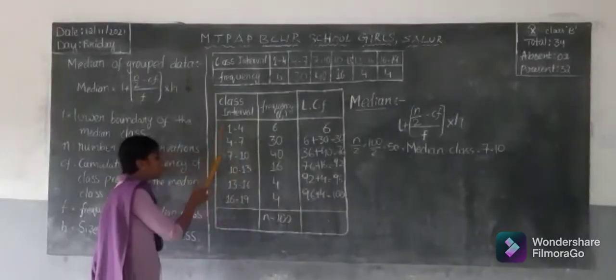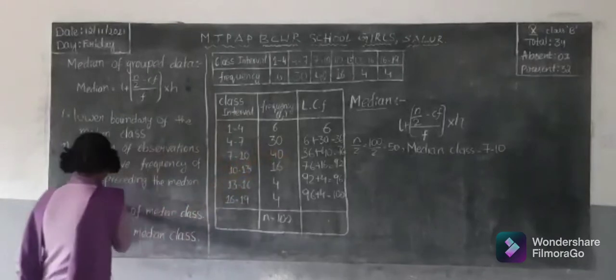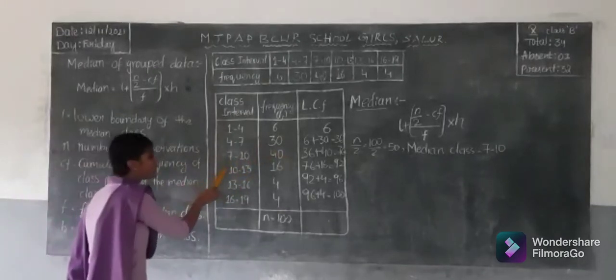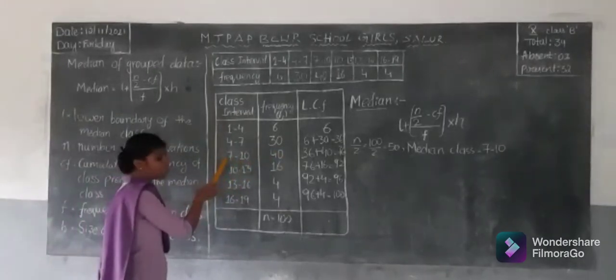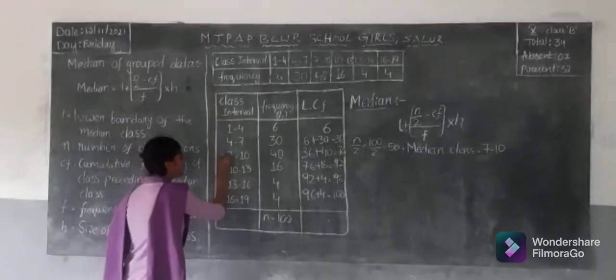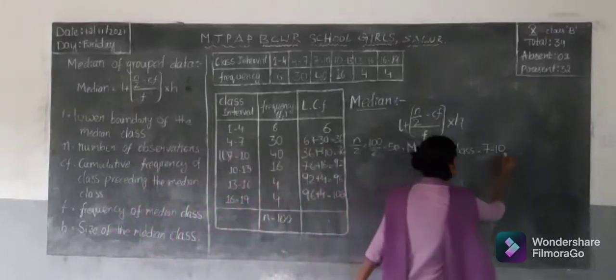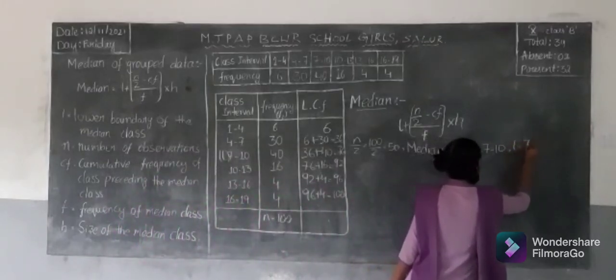Here these are lower boundaries and these are upper boundaries. I already said that L means the lower boundary of the median class. Here the median class is 7 to 10 and the lower boundary is 7. So we take 7 as the lower boundary of the median class. L equals 7.